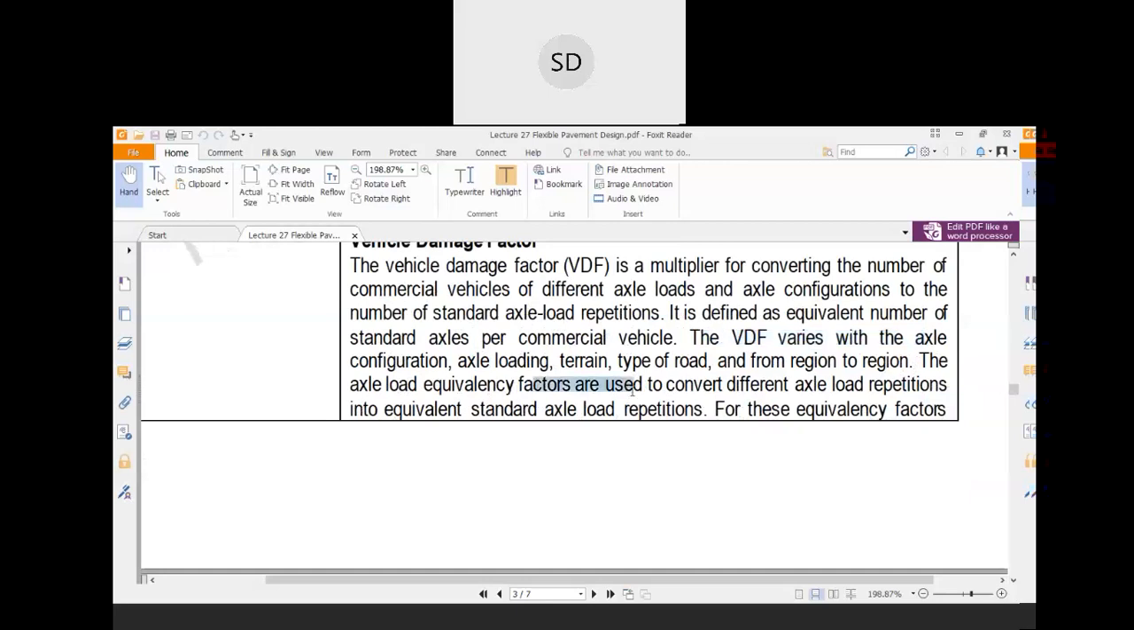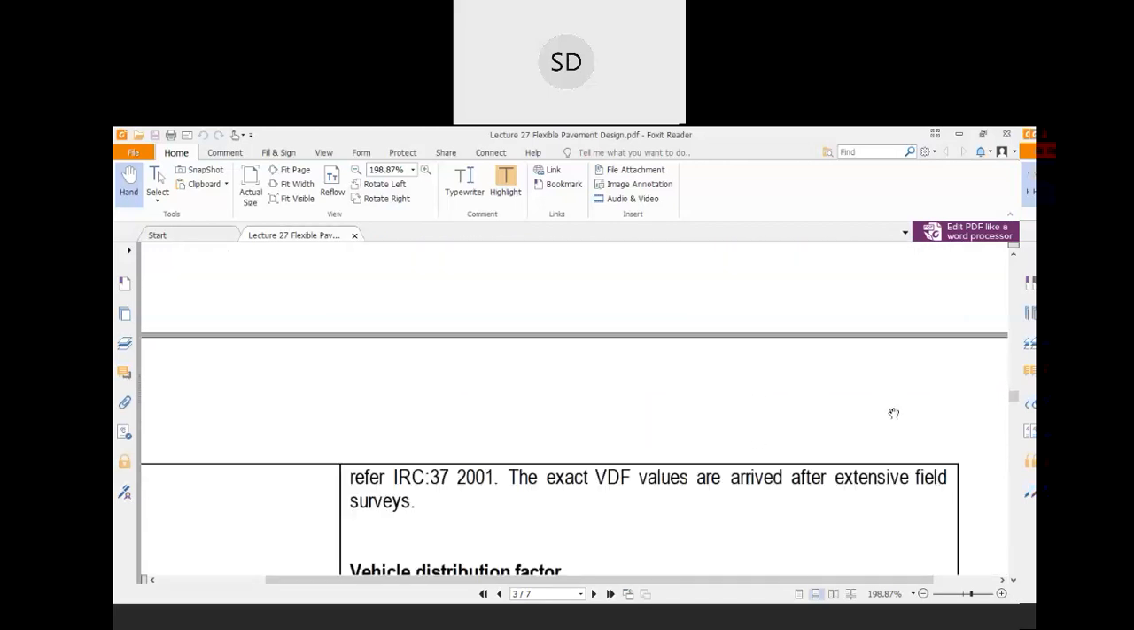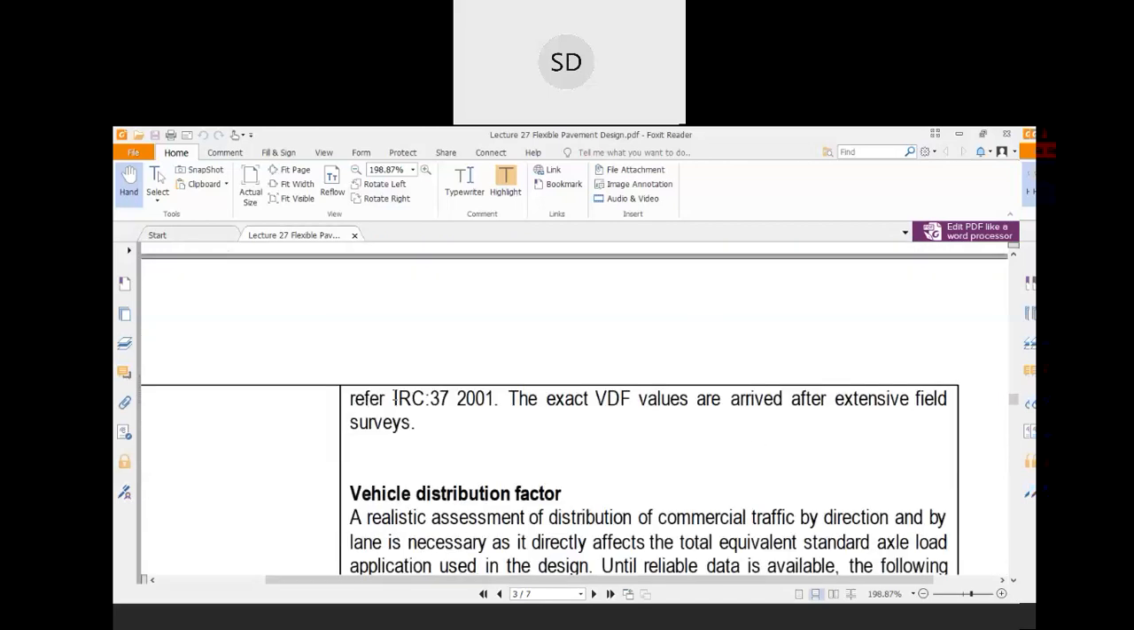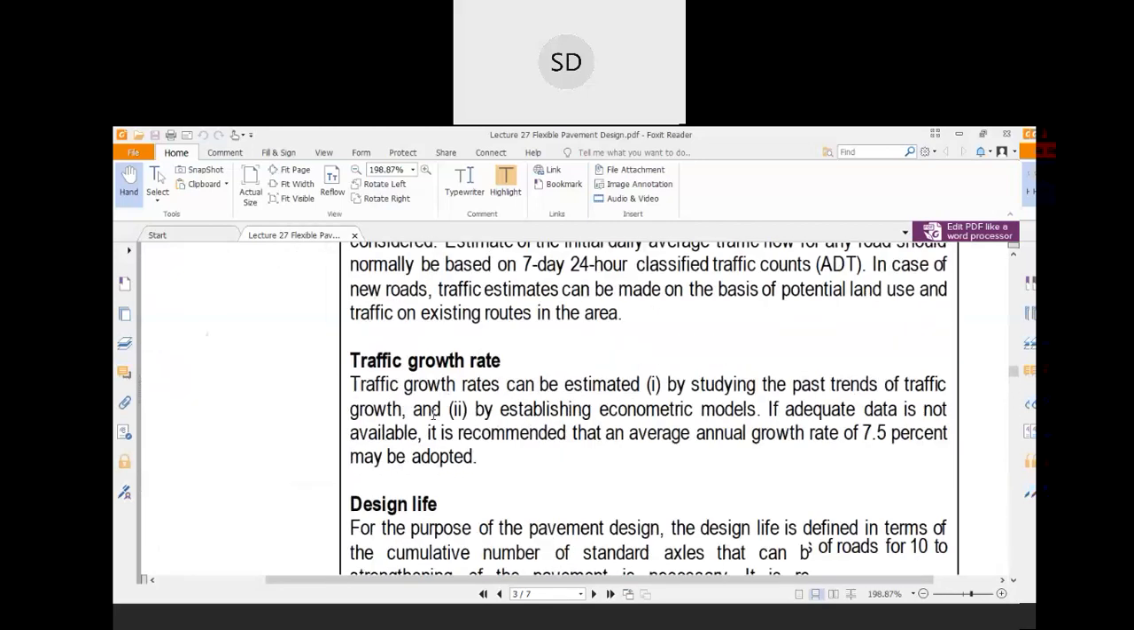Now, the axle load equivalency factors are used to convert different axle load repetitions into equivalent standard axle load repetitions. So, for these equivalency factors, refer to IRC 37:2001, where you can find ready-made VDF values for different types of axle load configurations.